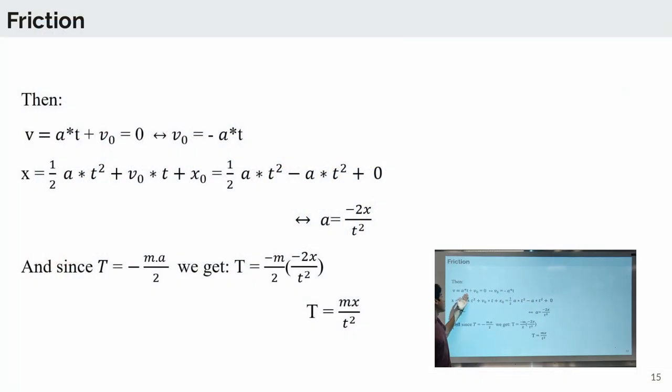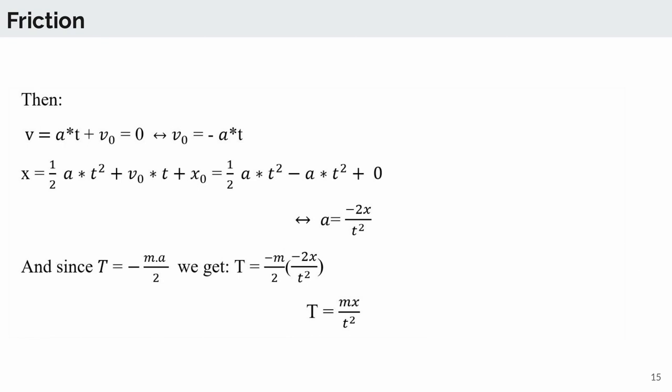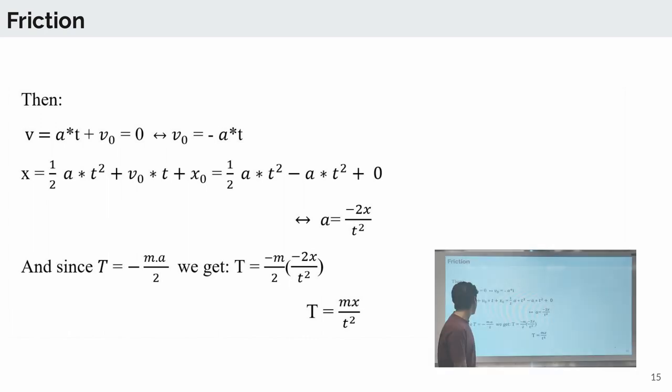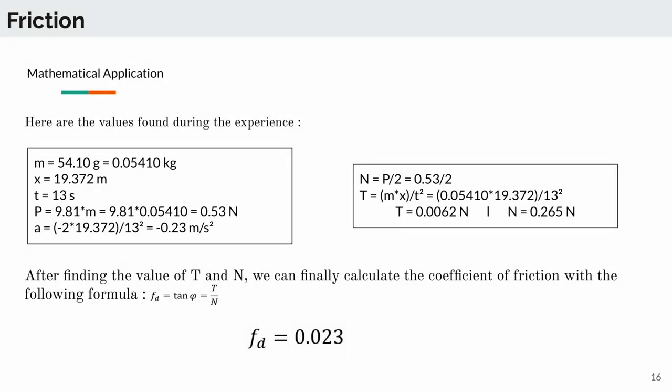By using the equations, we get v equals a times t plus v0 equals 0. So v0 equals minus a times t. We substituted the expression of v0 into the x equation. So it gives us a equals minus 2x divided by t squared. And since we know T equals minus m times a divided by 2, we combine the two formulas and we get T equals mx divided by t squared. We have the values of the experiment.